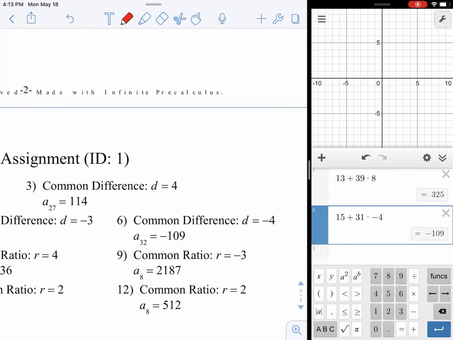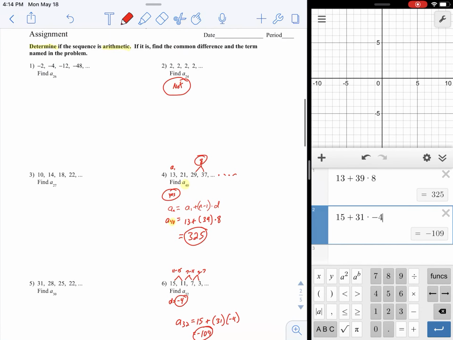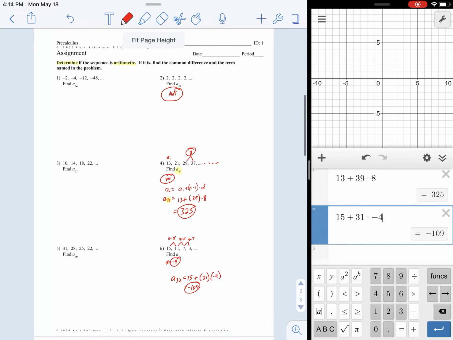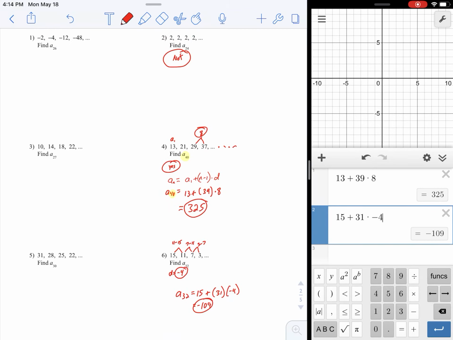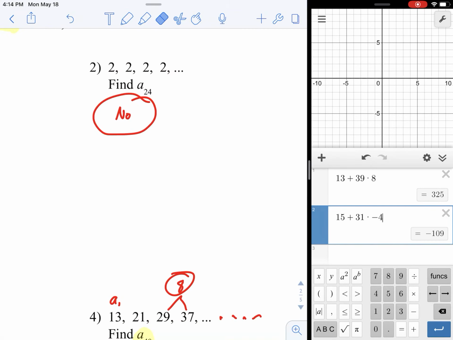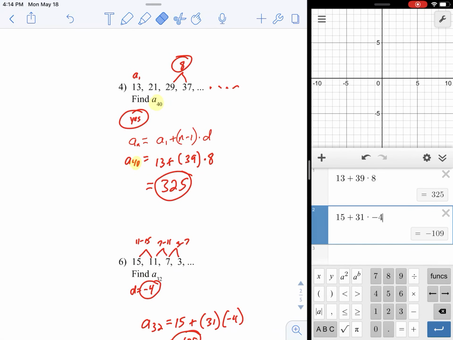And we are correct. Negative 4, negative 109. So there's the first 6 problems. If it's not arithmetic, if you don't get the same common difference, then you just write no. You just write no and then move on. But if it is, you circle the common difference. That's one of your answers. And then you run through this formula and circle that, and that's your second answer.